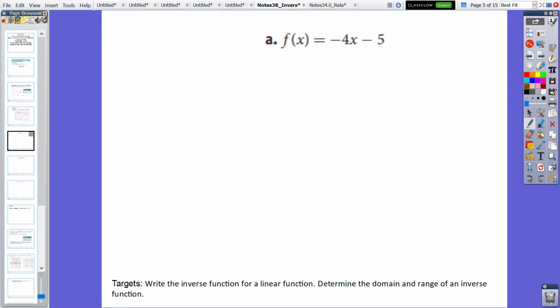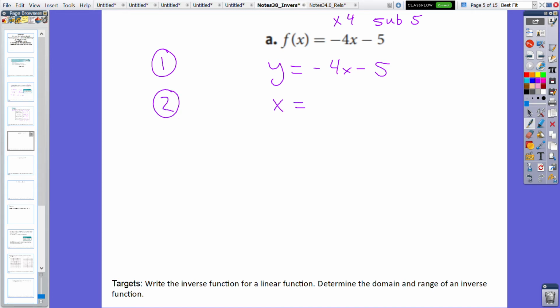Let's take a look at how we would go about doing this in order. Let's say I have the function f of x equals negative 4x minus 5. Once again, this tells me I'm multiplying x by negative 4 and then subtracting 5 from it. Okay, so it kind of gives us an idea of what we should be expecting in our inverse here. So step 1, once again, is to replace f of x with y. So we get y equals negative 4x minus 5. Step 2, switch x and y around. So we get x equals negative 4y minus 5.